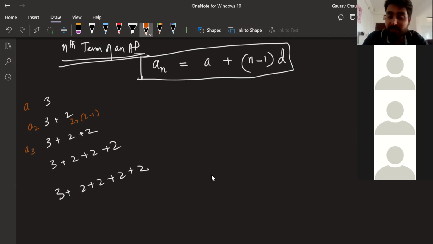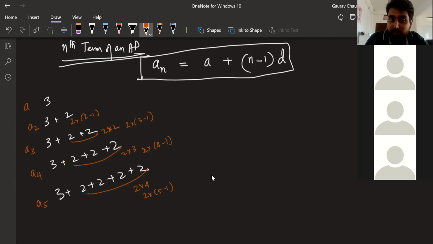Leave that also. A3 you see, okay? Here we have 2 plus 2, that is 2 into 2. 2 into 2 is 2 into 3 minus 1, okay? This is 2 into 3, that is 2 into 4 minus 1, that's giving me A4. So 2 into 4, that's basically 2 into 5 minus 1. That's giving me A5. So this A5 I'm getting by doing common difference into 4 times, and so on and so forth.